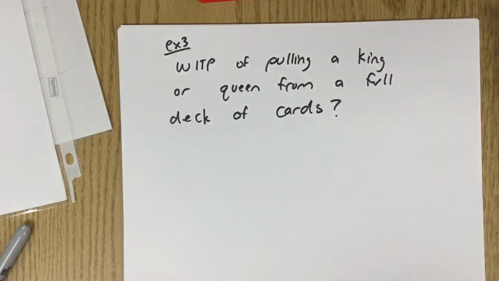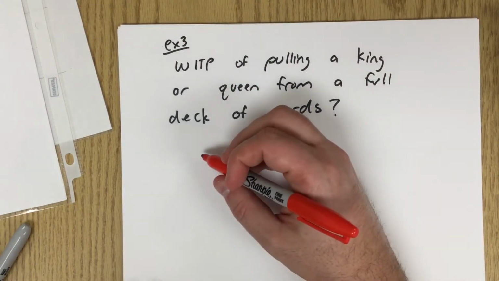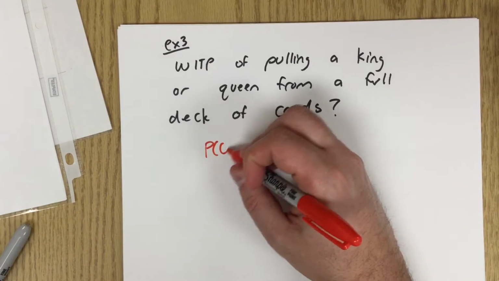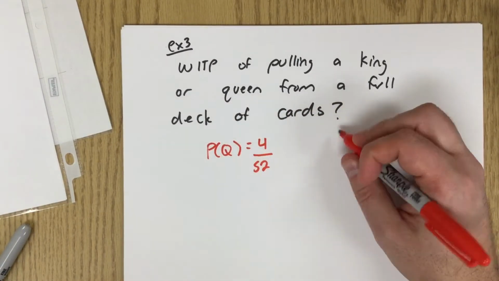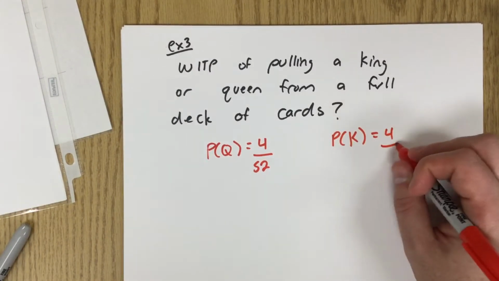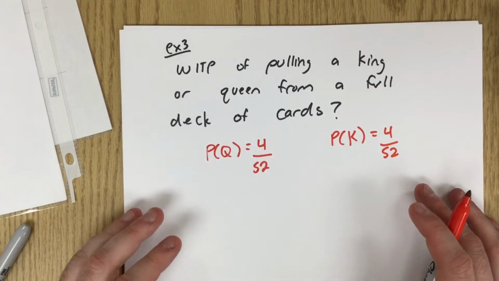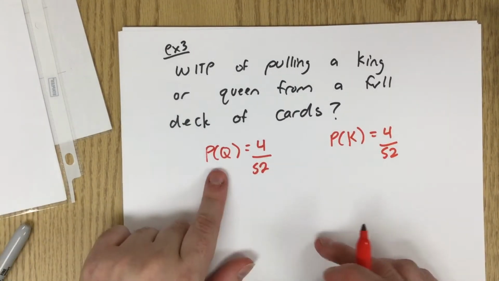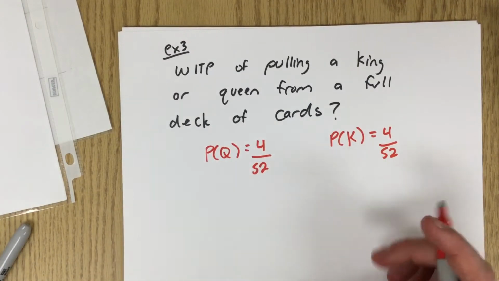Okay, example 3. What's the probability of pulling a king or a queen from a full deck of cards? Now, the probability of pulling a queen is 4 out of the 52 are queens. And the probability of pulling a king is also 4 out of 52. And are these mutually exclusive events? And the answer is they are. If you have a queen, it's definitely not a king. If you have a king, it's definitely not a queen.